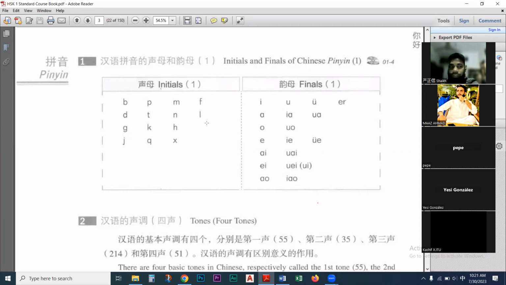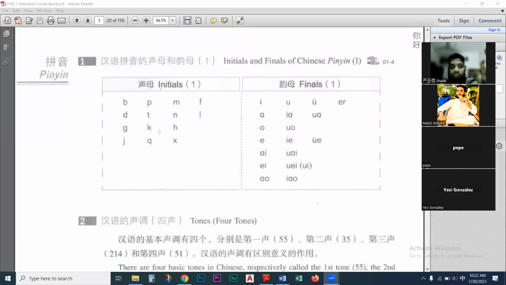But in the Chinese language, we have initials and finals. If you see this table in chapter number 1, we will learn some initials, which are written here, and also some finals, which are written in this table. I have already shared the file in the group, this PDF file. This is the code book I shared. So in chapter number 1, we will learn some of the initials and some of the finals.